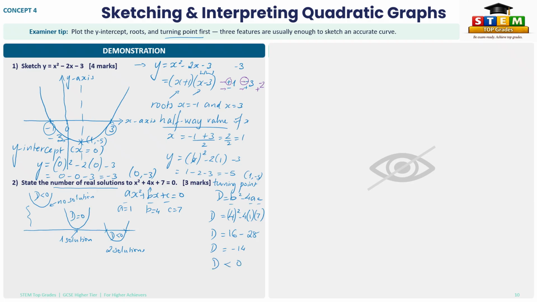If d is negative, then in that case the curve doesn't even touch the x-axis, and therefore there's no solution. So the conclusion is no solution exists for this equation. That's what you've got to write.